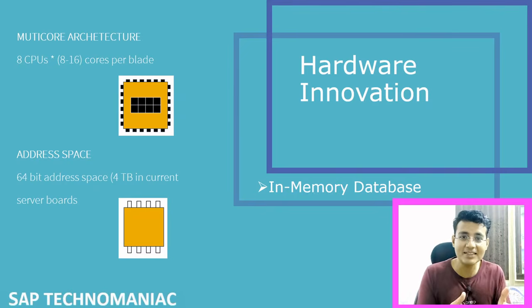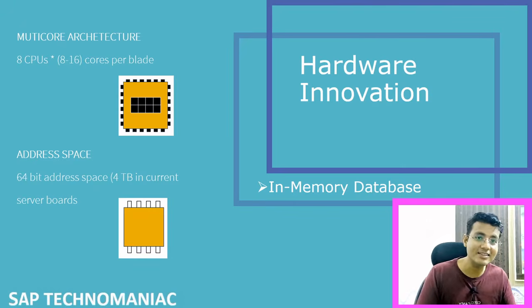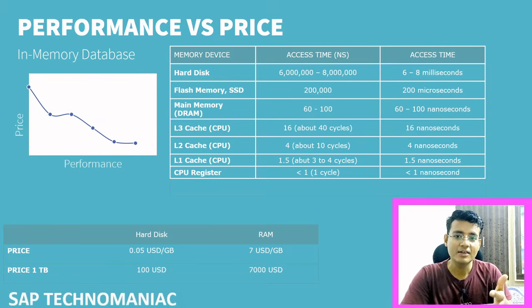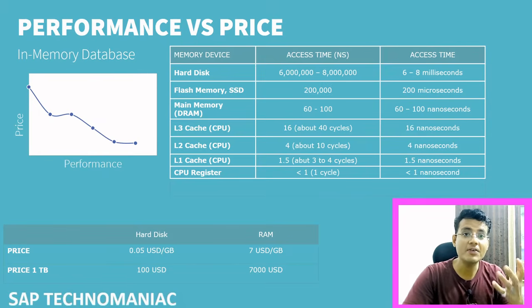So that is the reason this is another hardware innovation which can handle more memory, more RAM. Currently we have 4 TB of RAM. I'm not talking about the hard disk. This is RAM. 4 TB RAM in the SAP server board. They can use up to 4 TB RAM. So, performance versus price. I already told you this. Day by day the price is decreasing and we are getting more performance.